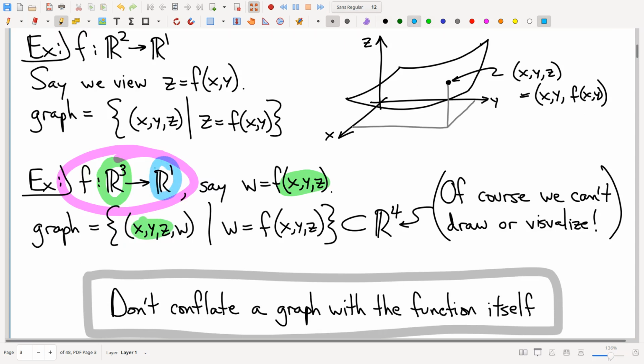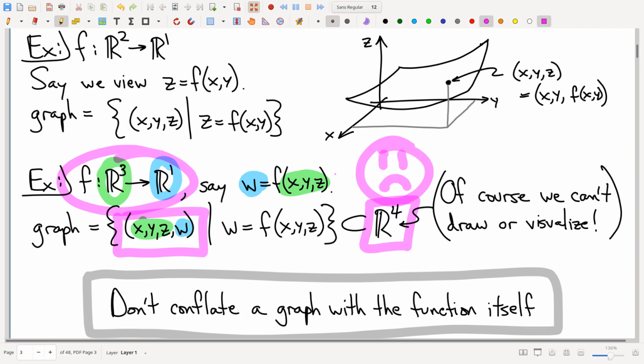we have three input variables, x, y, and z, and then one output variable, which is w, which means the graph is going to consist of a bunch of points that live inside of R4, and you can't do that, right? That's just, what are you going to do? You can't draw R4. You can't visualize R4. So you can't in any useful way draw a graph. And again, I remind you, this is the second simplest possible scenario of a multivariable function.